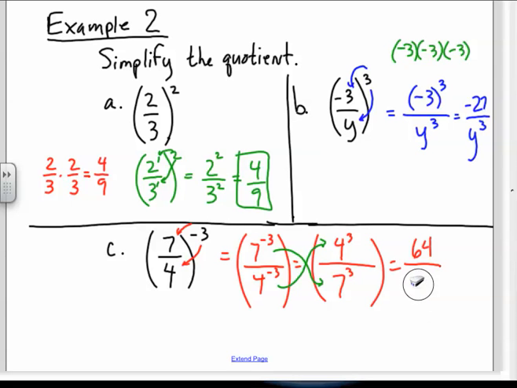Okay, wait. Let's see. 7 cubed is 343. All right. So our answer is 64 over 343. Good job, guys. You can see how these different properties of exponents are helping us to simplify these problems. Good job. Let's look at example 3.